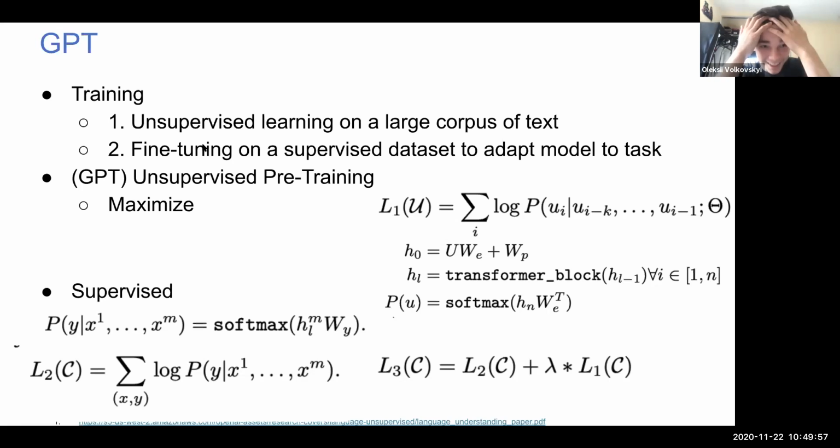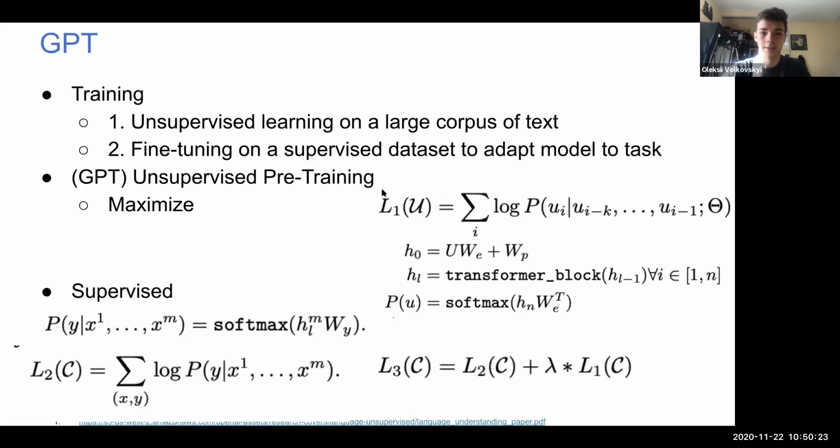Okay, so let's get into what I mean by training on a large amount of text. It's called unsupervised pre-training. GPT stands for something pre-training, I forgot the exact word, if you want to Google that. And the objective it trains on.